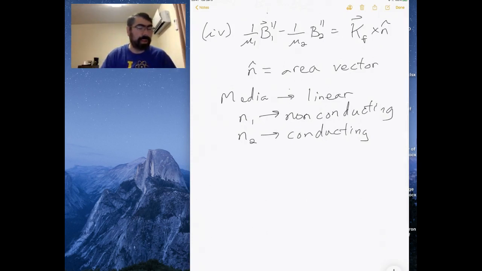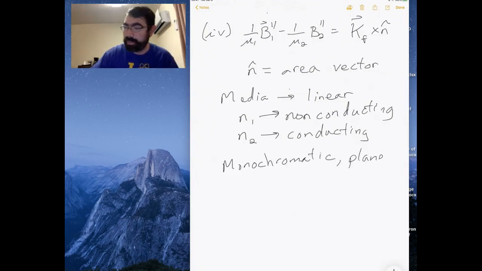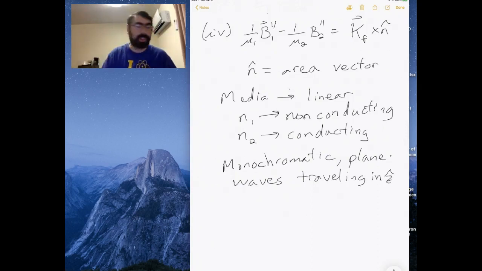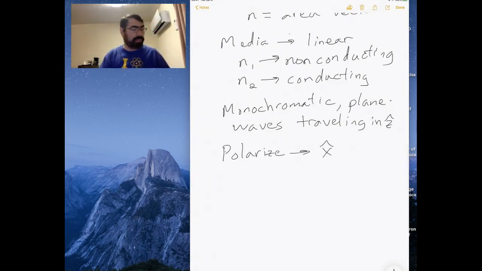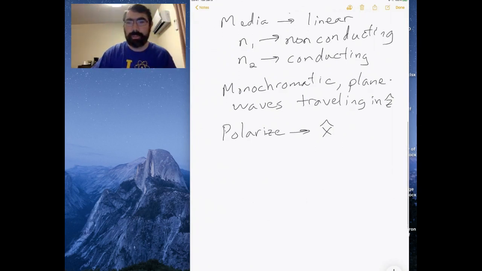We're also going to assume that these are monochromatic plane waves, traveling in the z direction. And we're going to polarize in the x direction. Okay, so now we have all that information, we can now write out our waves.